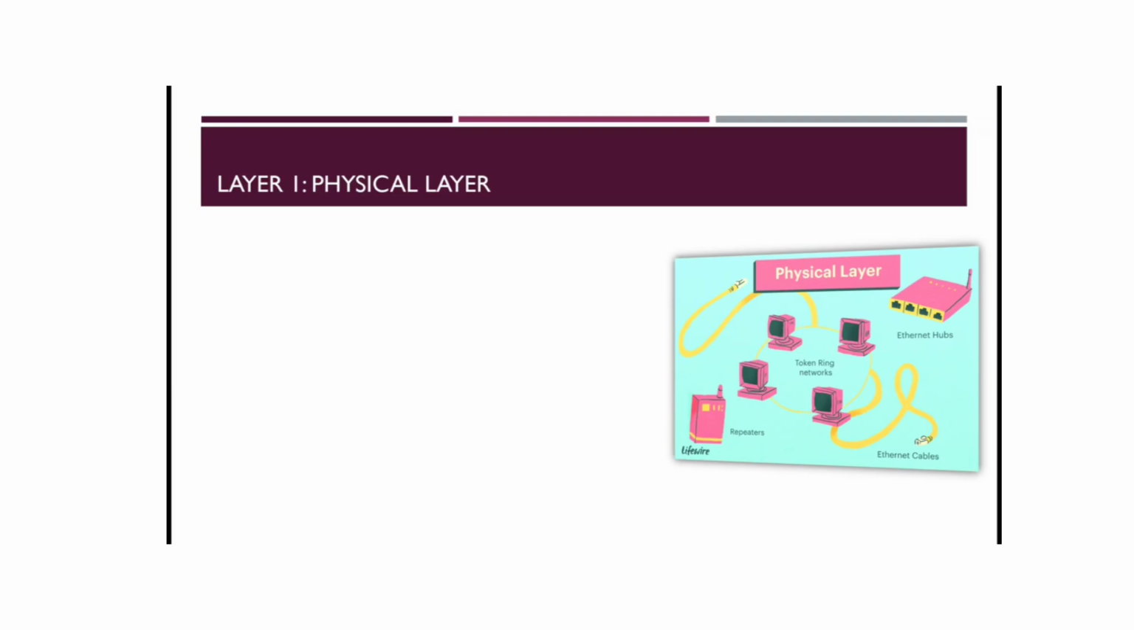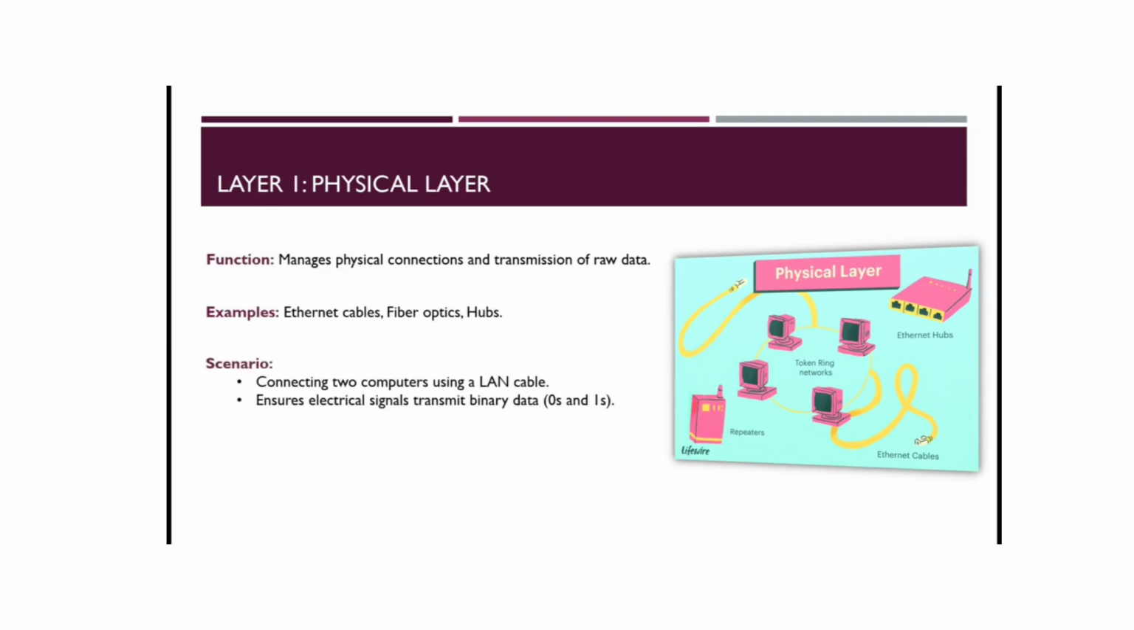So now we will see each layer one by one with examples. Our first layer is the physical layer. The physical layer is responsible for the actual transmission of raw data over a physical medium such as cables or wireless signals. It defines the hardware elements involved in the data transfer and how data is transmitted and received at the most fundamental levels. For example, the physical assets such as Ethernet cable, fiber optics, RJ45 cables, hubs, etc.